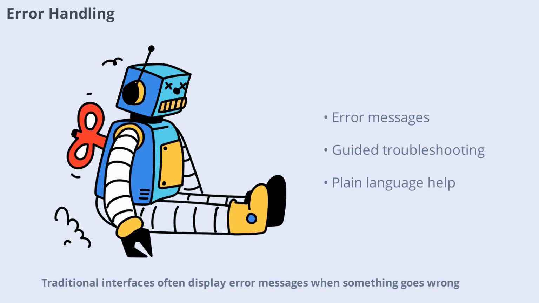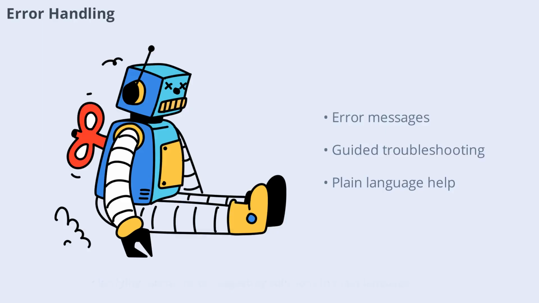Traditional interfaces often display error messages when something goes wrong, leaving users to figure out what happened. Conversational AI, on the other hand, can guide users through errors by asking clarifying questions or suggesting solutions in plain language. This can make troubleshooting less frustrating and more effective.